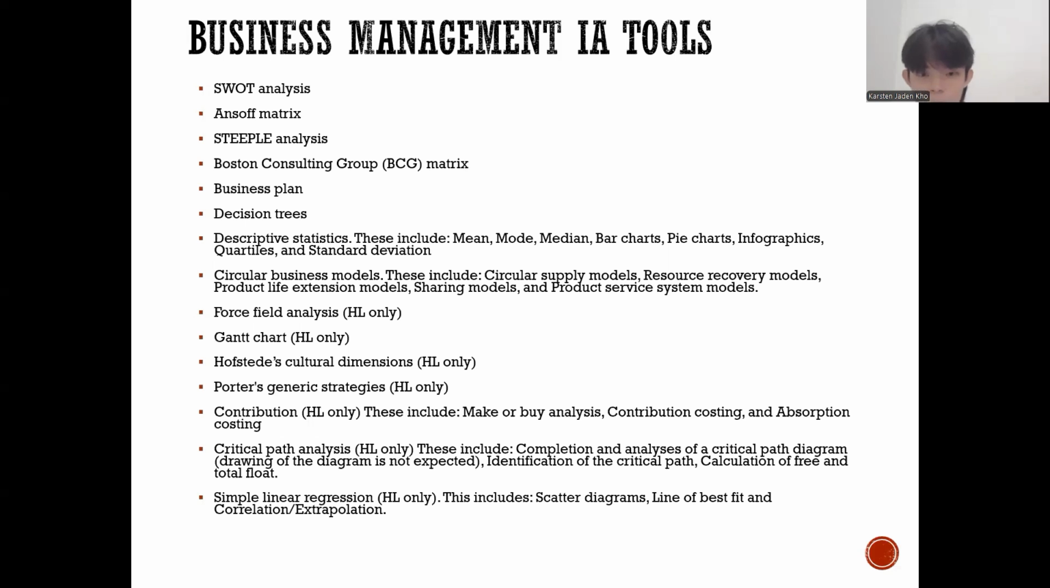Overall, the IA is an opportunity for students to explore a business-related topic of personal interest, and success in this assessment will rely heavily on clear planning, effective analysis, and communication of the findings.